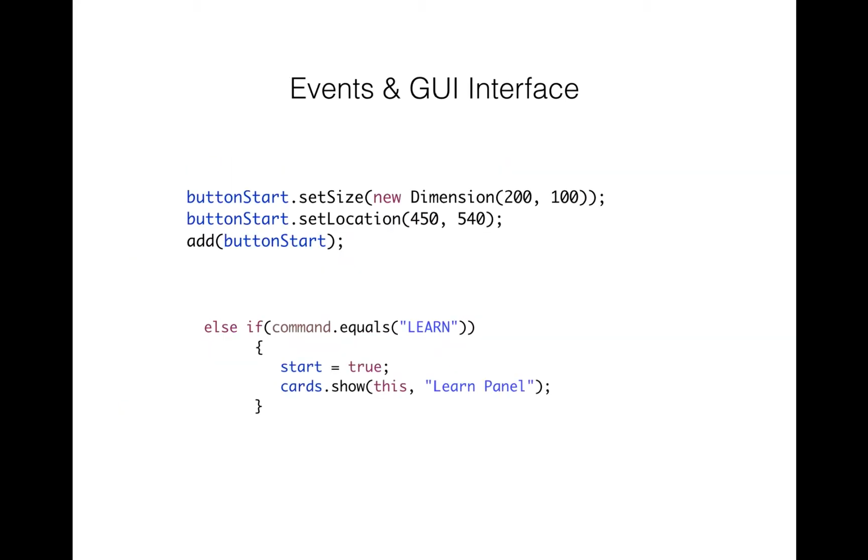The events and GUI interface: I use multiple buttons, but an example of one is buttonStart. So this button in the top chunk of text is given a size and a location and is added. And this button is actually set to the text of learn, because learn is the next thing that happens after the start panel, and I named the button buttonStart, meaning it'd be on the panel of start. So if the command was learn, meaning it was a start button, the card would show the learn panel, which is the next panel.